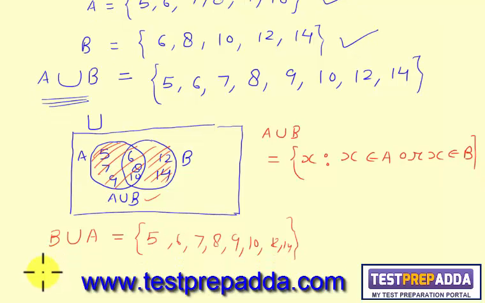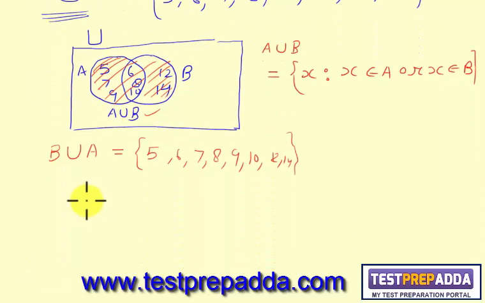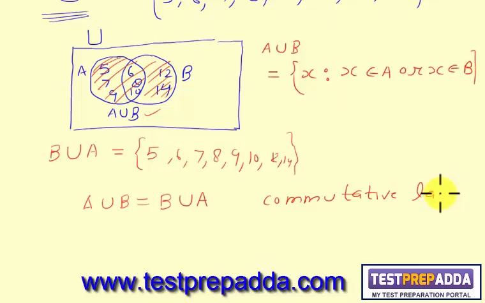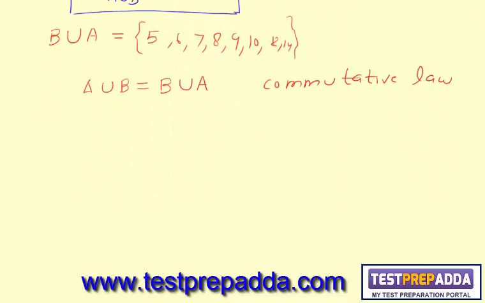Since both are same, I will write A union B is equal to B union A. This is commutative law. So the operation of union obeys commutative law. Does it obey associative law? Let us check. First of all, what is associative law?